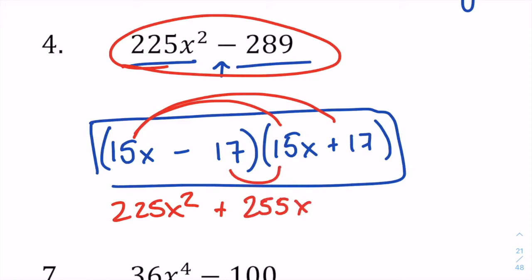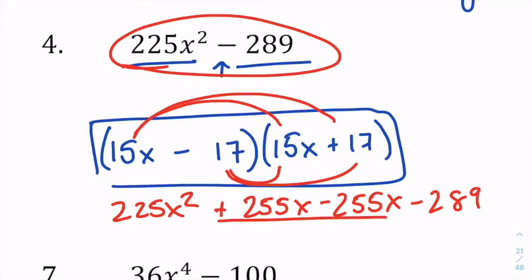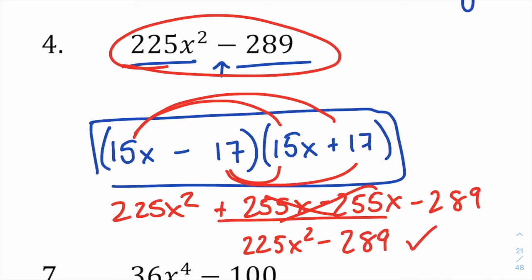And then I'll do it on the inside, so I'll get minus 255x. And then the last term I'll get is negative 289. So these terms here in the middle, because one's positive and one's negative, cancel out. And then I'm left with 225x squared minus 289, which is what I started with. That is like a check step to make sure that this was your correct answer. So remember, the factored form is the answer we're trying to reach.